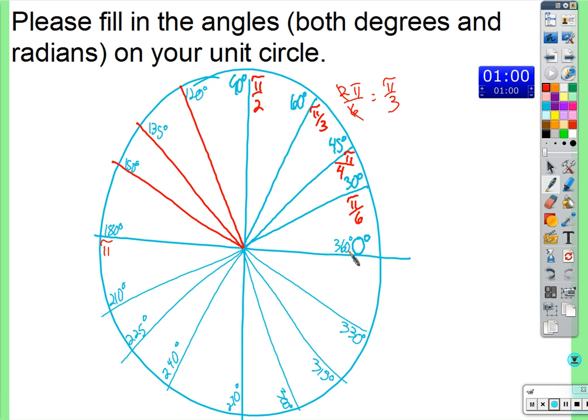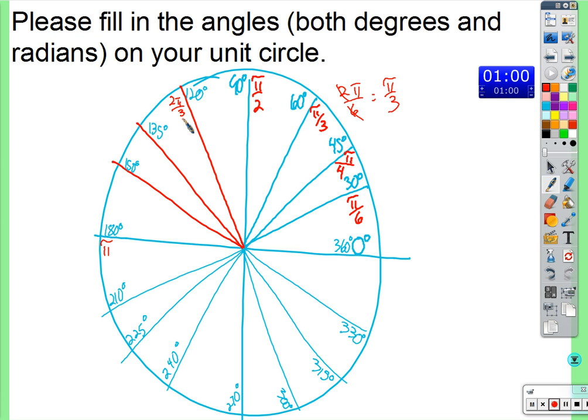If I do pi over 3, and went another this sized angle, another pi over 3, where would that put you? 135? 150? No, 135. So a pi over 3 and another pi over 3 gets you to 135? How big is the pi over 3? It's the same as 60, right? If I go another pi over 3, it'd be the same as going another 60. So how many pi over 3's is this? 2 pi over 3.